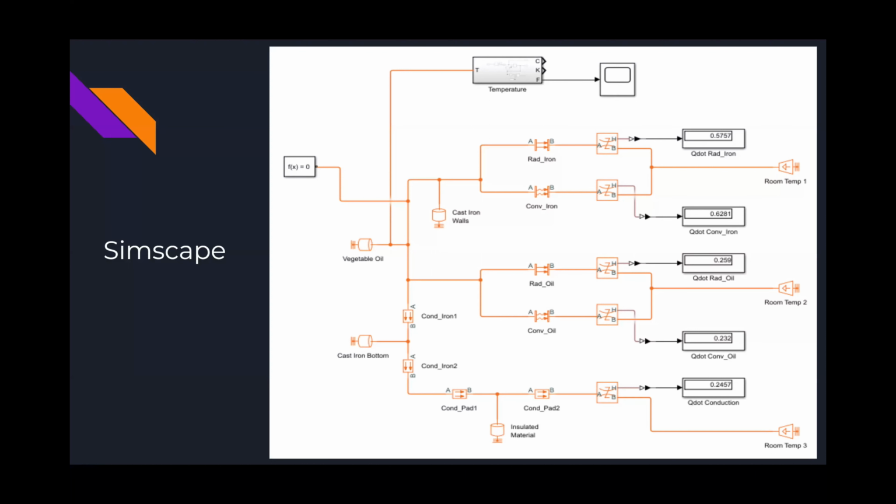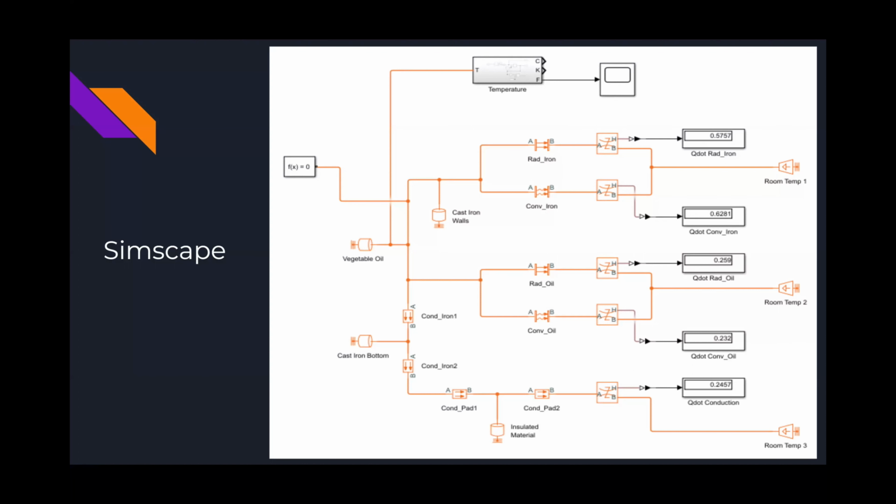Now, to go over the paths that heat can take to escape the system, we have radiation and convection off the pan walls, followed by convection and radiation off the surface of the vegetable oil. As stated before, this is where nearly all of the heat loss is from.